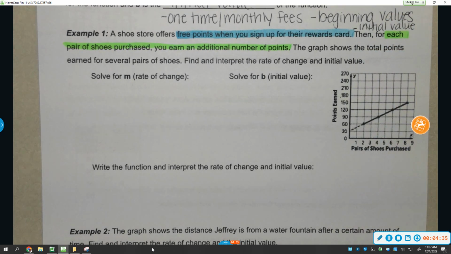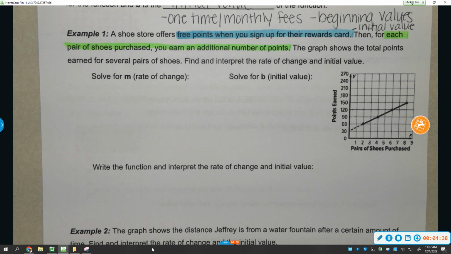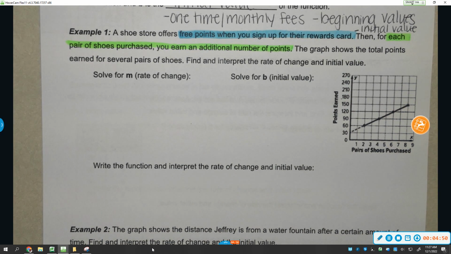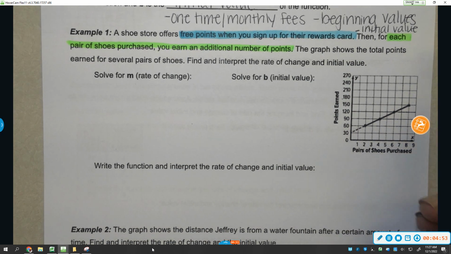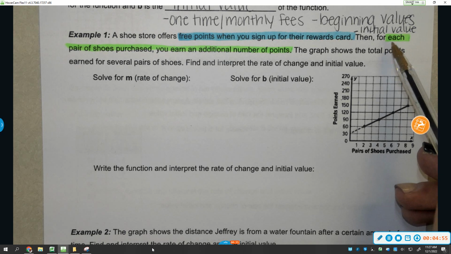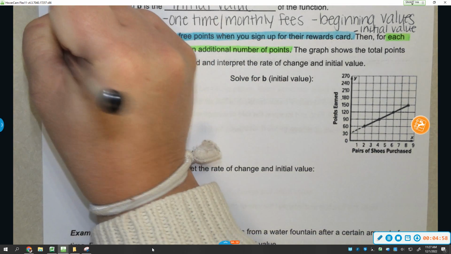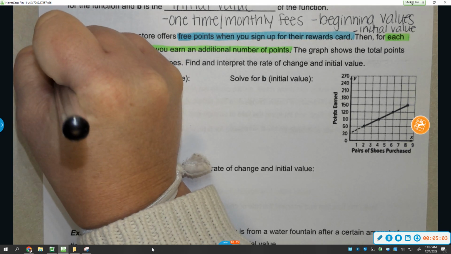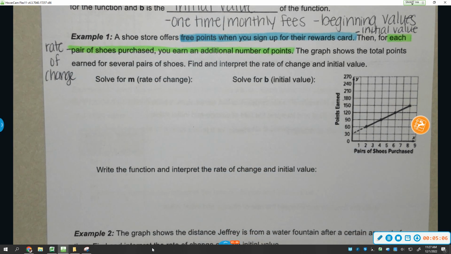So when you sign up for this rewards card, which a lot of stores have, just for signing up, they're going to give you a certain number of points. How many of those points there are, that's our job to figure out, but that's what the initial value is. You just get a lump sum of points. Then, after that, each pair of shoes has a certain number of points that you earn. So that is our rate of change. Those additional points you earn as you buy more shoes, that's the rate of change.